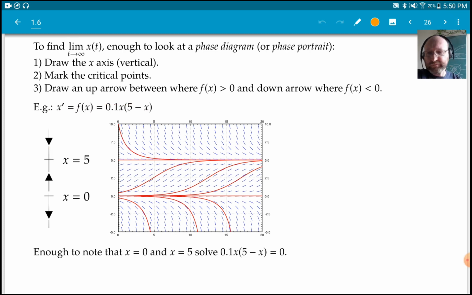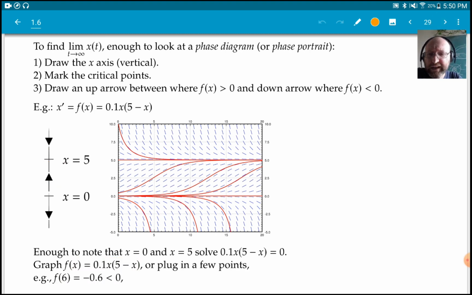So, it's really enough to first find the critical points, so solve this equation, and then figure out these arrows. Well, you can graph this function, or you can just plug in a few points, right? So, for example, if I plug in 6, something bigger over here, it's negative. Now, f is continuous.